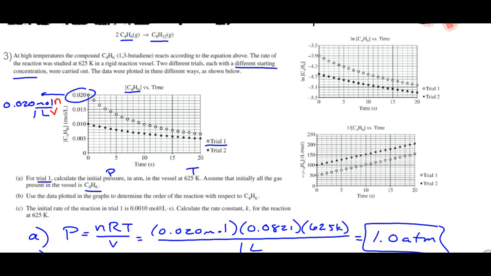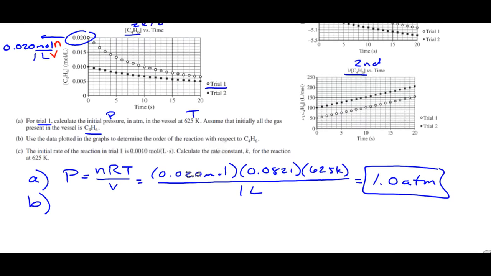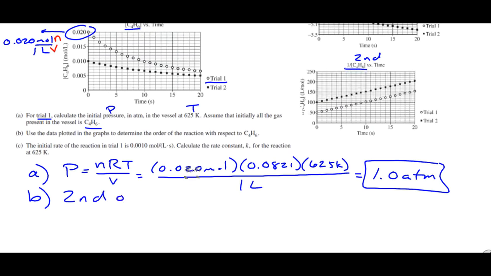As a reminder, that's concentration. This is 0. Natural log is always first order. And inverse of the concentration is always second order. And it appears that I have a straight line for my second order. So that is what we will deduce. So it's going to be second order.